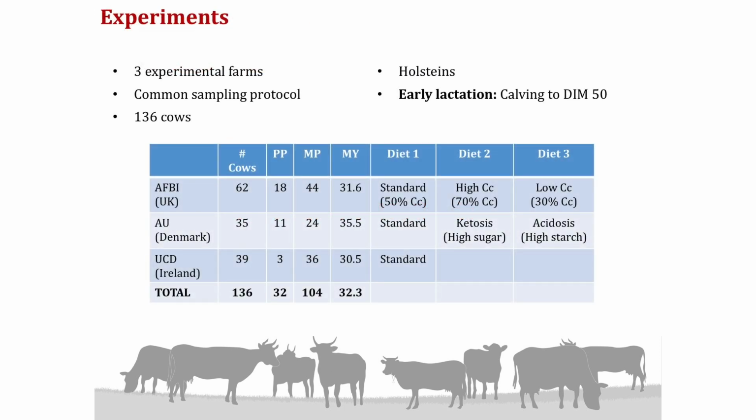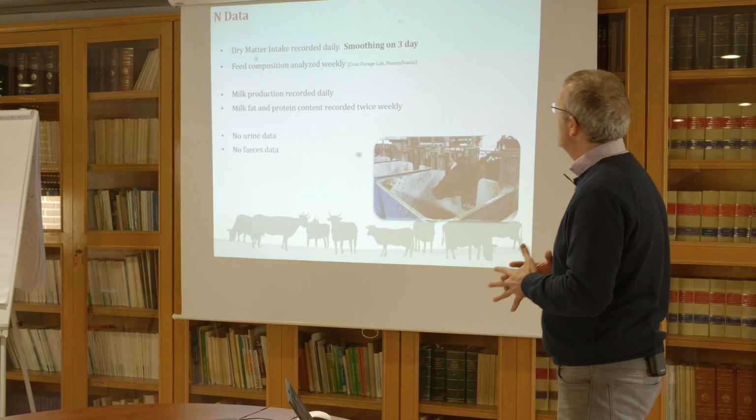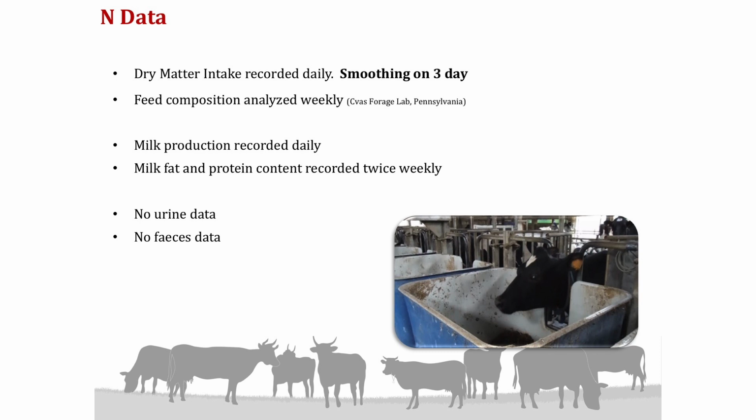To create these models, we use data from 3 farms in UK, Denmark, and Ireland. It's only 136 cows, and it's exactly the same experimental design as before. It's only Holstein, and we cover only the very beginning of the lactation period. We measure the dry matter intake daily, and we smooth in 3 days. The feed composition is also analyzed weekly.